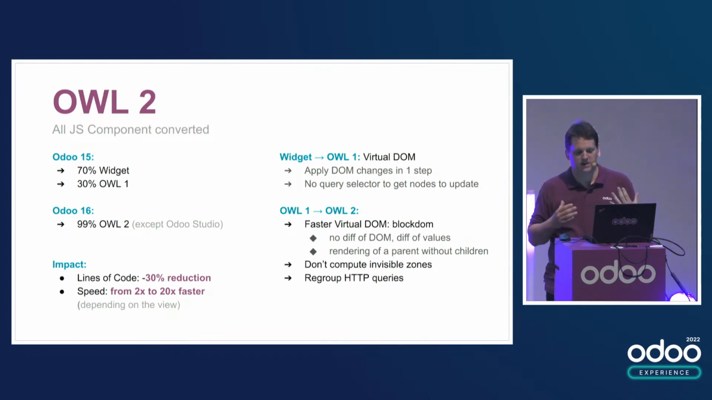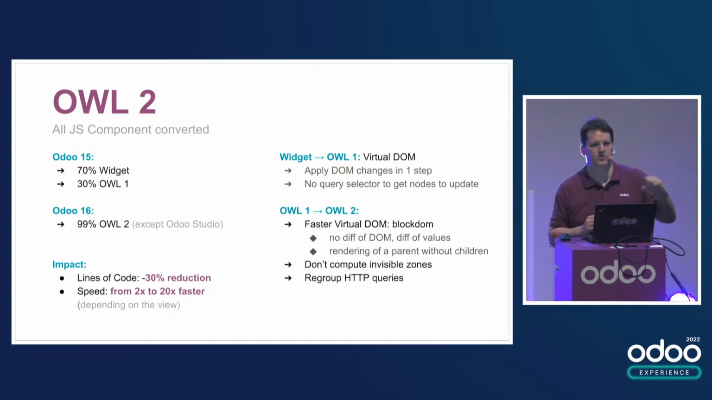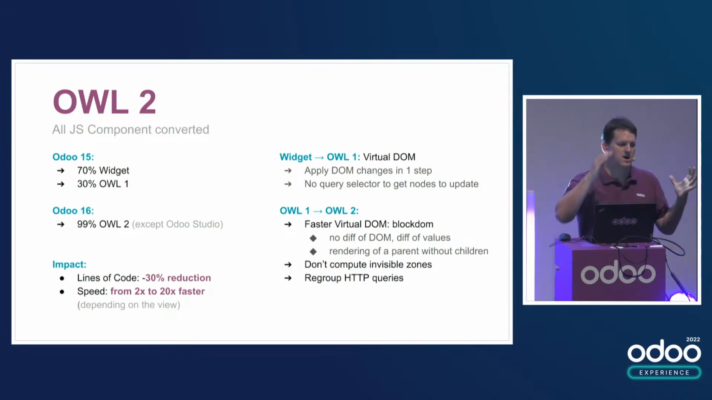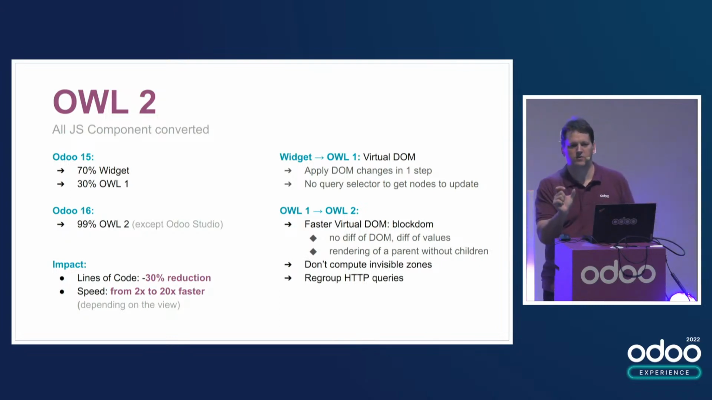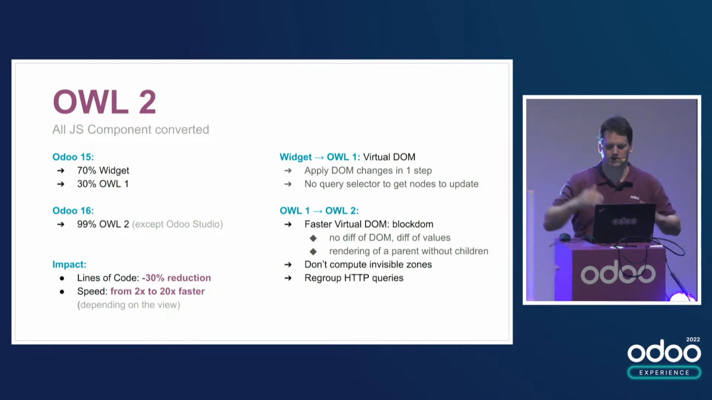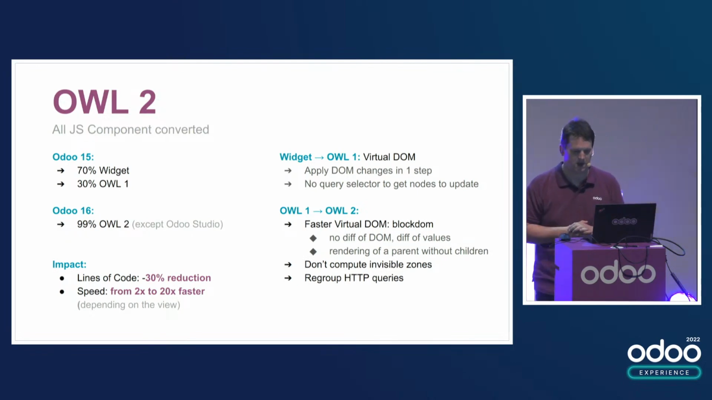One of the reasons is that we don't do a diff of the DOM. Most of the virtual DOM libraries have to diff different DOMs, but a DOM can be very complex. You have a lot of different nodes. We diff the values, and based on the values that change, we know which nodes of the DOM have changed. It's much faster than comparing two different DOMs and applying the changes. We are also able to render a parent without the children. That's very efficient, especially in complex applications like Odoo.